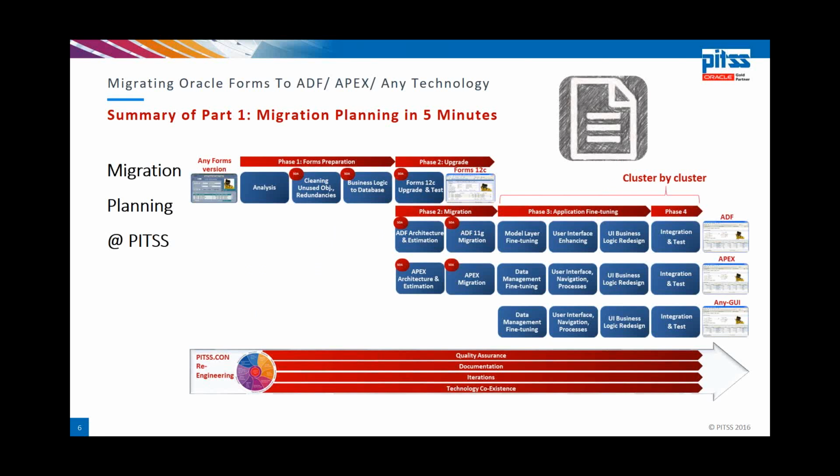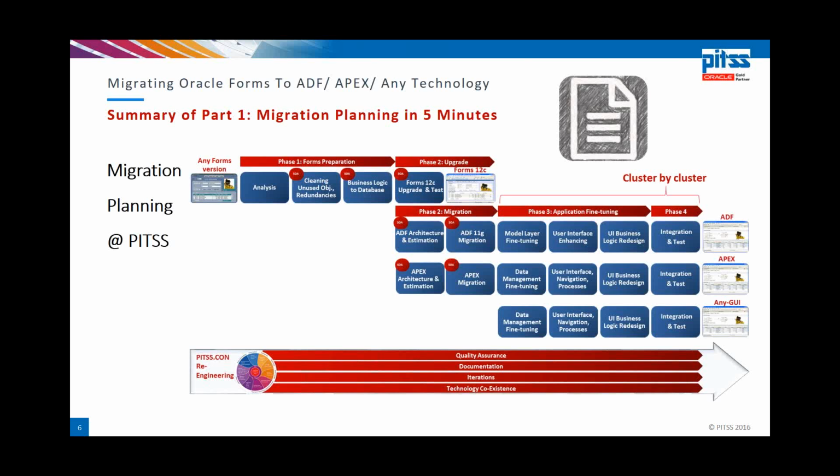This slide summarizes the migration paths for the 3 most used technologies, Forms 12C, ADF, Apex, but it's also applicable to any other technology. So you can read it like this. The first line you see here is about Forms upgrade. You have phase 1 followed by phase 2. The second one is for ADF migration. Phase 1 is common to all these approaches, to all these processes.